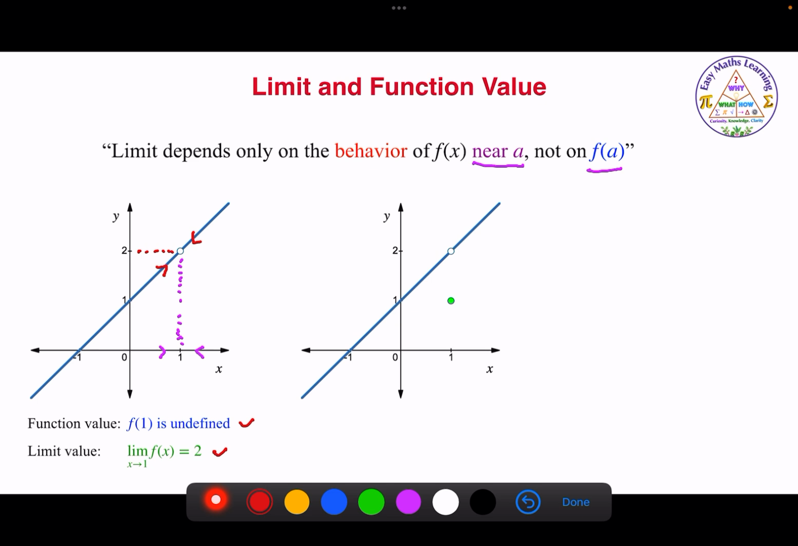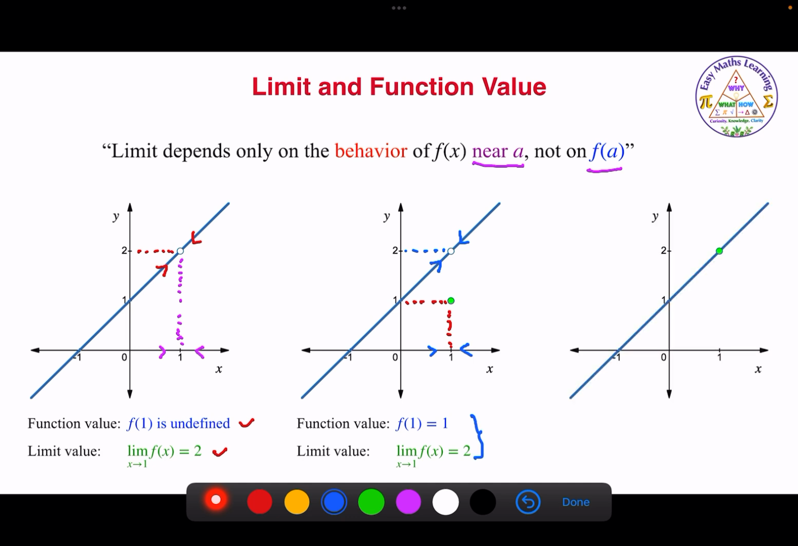In the second graph, the function is defined at 1, and the value of the function is 1. Now what about the limit value? As x approaches 1 from the left, the function approaches the value 2. As x approaches 1 from the right, the function also approaches the value 2. So the limit value is 2 here. Both the function value and the limit value exist, but they are different.